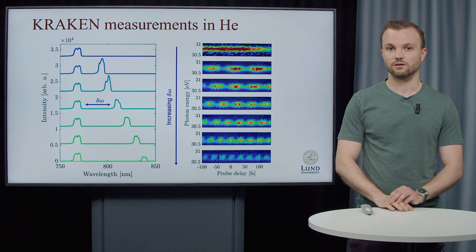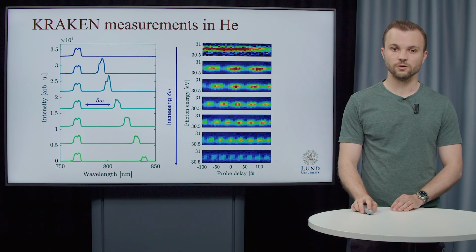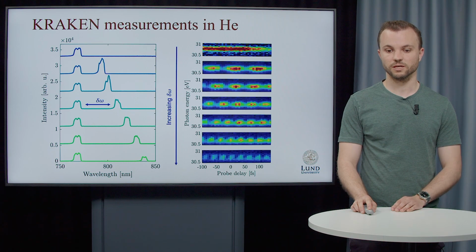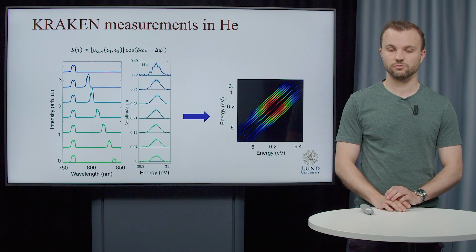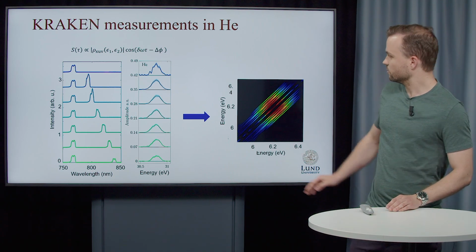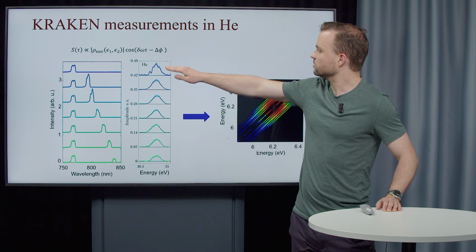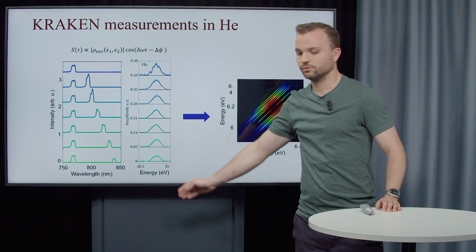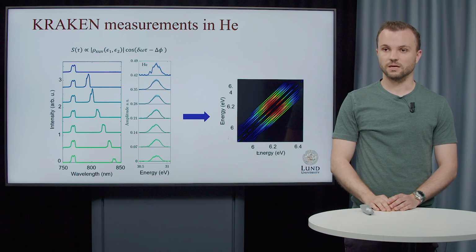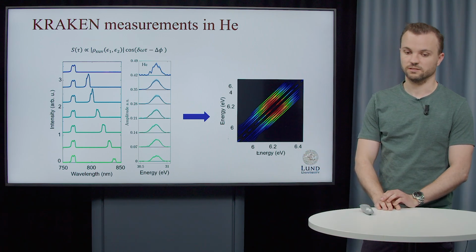The oscillations are faster and faster as we increase the frequency separation delta omega. We can then analyze each of the spectrograms by taking the Fourier transform and looking at the amplitude at the frequency corresponding to delta omega. These are the amplitudes that are shown here, where we can see that the amplitude goes down as we increase delta omega. These amplitudes can then be directly inserted in an initially empty density matrix.